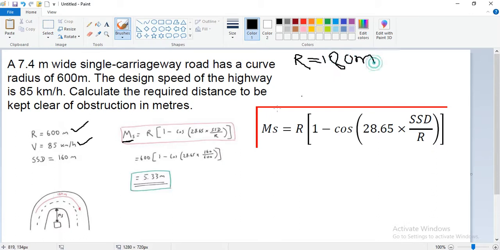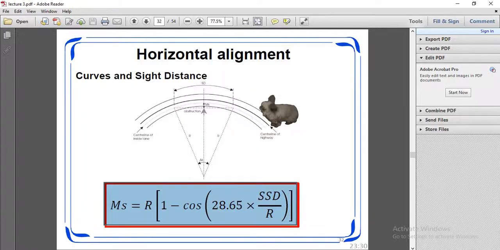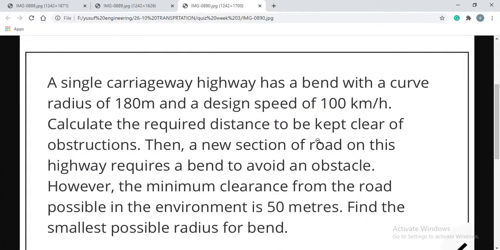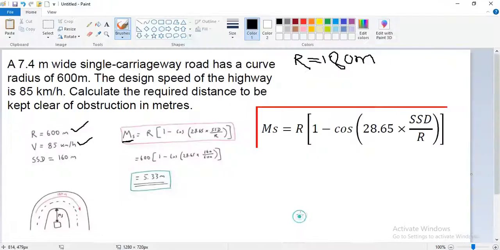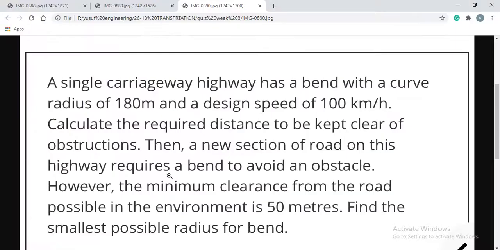And a design speed of 100 kilometer per hour, and the design speed is V. So V is 100 kilometer per hour. Then the next value will be the sight stopping distance, SSD. It is in the question, sight stopping distance and the design speed of 100.